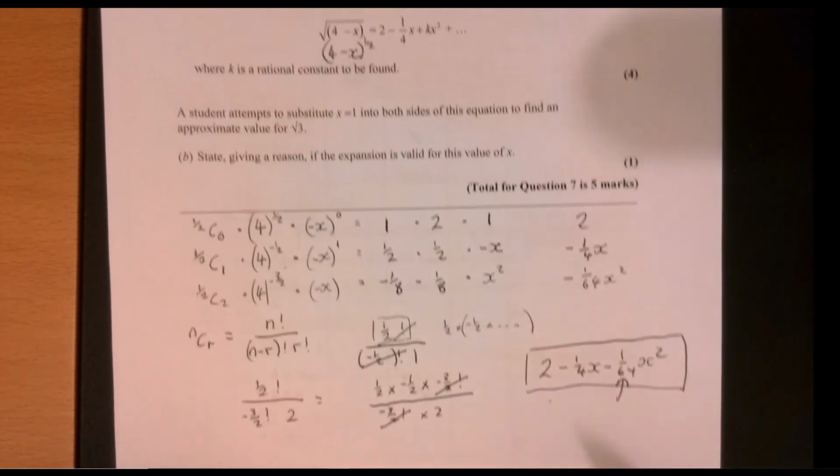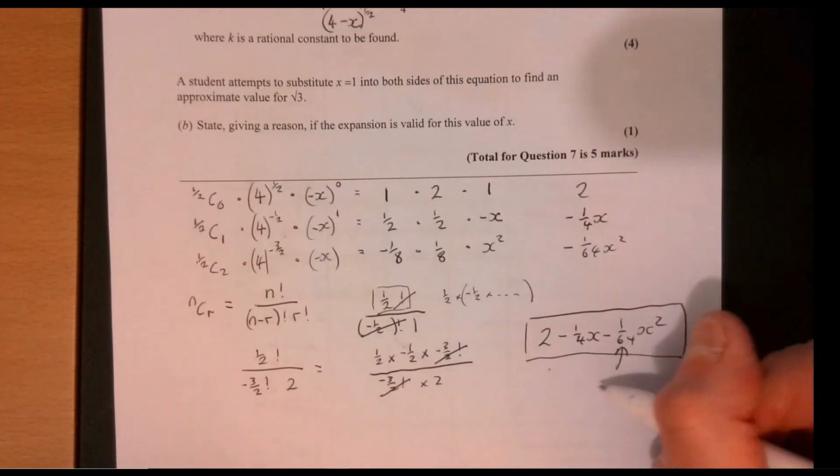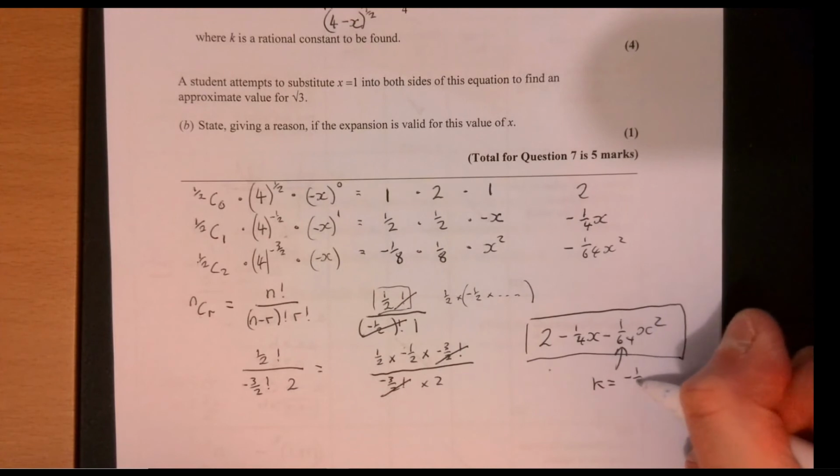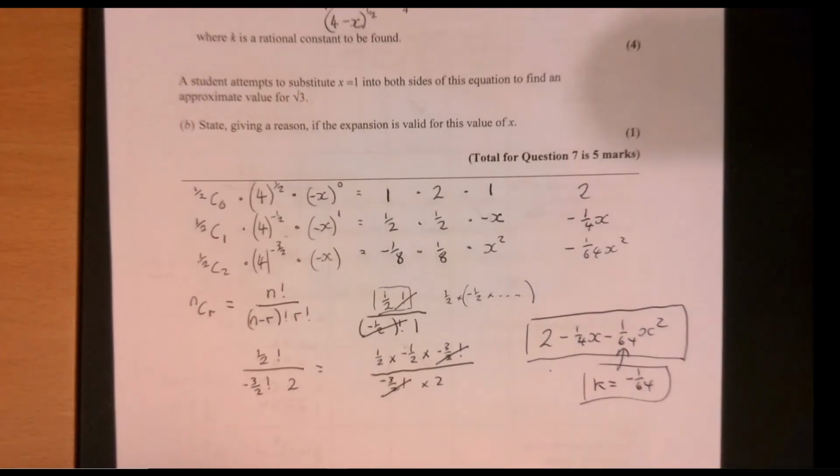Now, it did say up here, it says plus, doesn't it? So actually k is equal to minus 1 over 64.